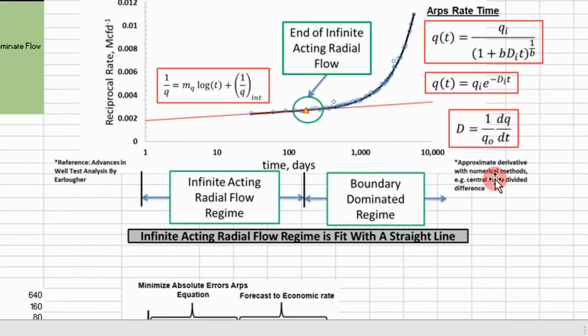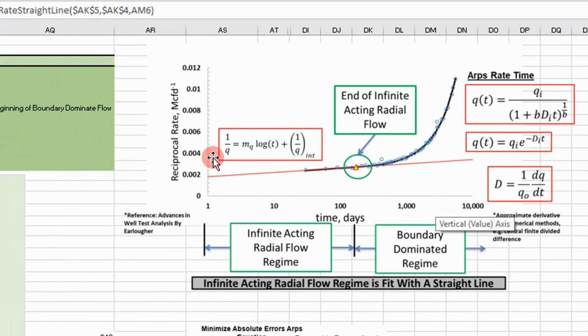So this is kind of the transition point between infinite acting and boundary dominated. If we go over here, we have our infinite acting region up to this point, and then we have boundary dominated. What you have to do to combine these equations is use a little bit of coding logic, and it's not that intuitive, but it's not that hard either.